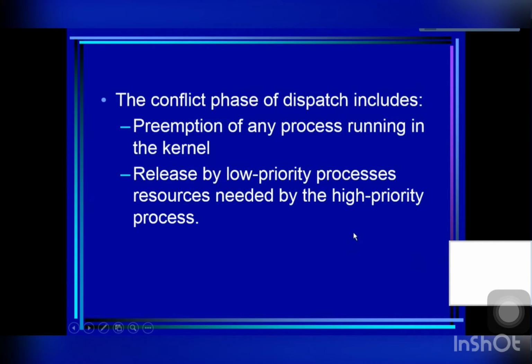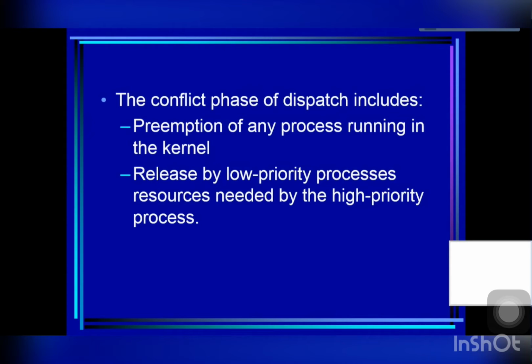Two types of latencies affect the performance of real-time systems. First, interrupt latency. Second, dispatch latency. Interrupt latency refers to the period of time from the arrival of an interrupt at the CPU to the start of the routine that services the interrupt.